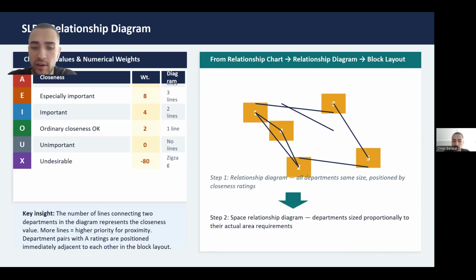In the relationship diagram, all departments are initially shown as the same size. The goal at this stage is purely to get the spatial proximity right. Departments with high ratings are placed immediately adjacent. Departments with X ratings are placed as far apart as possible. The result is a network diagram showing the ideal neighborhood structure for the facility.